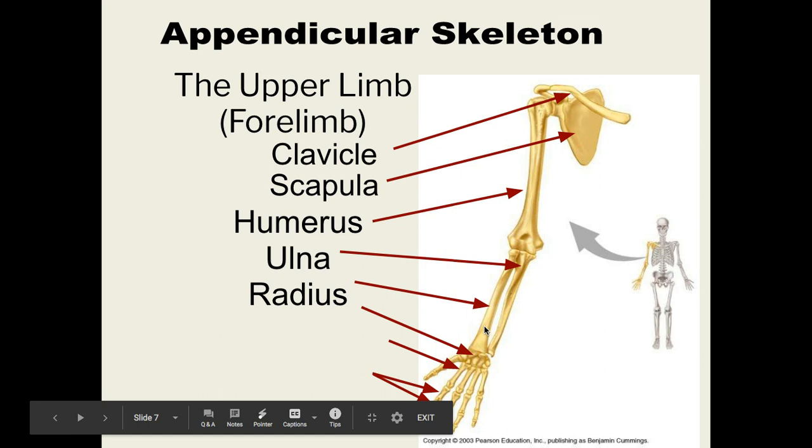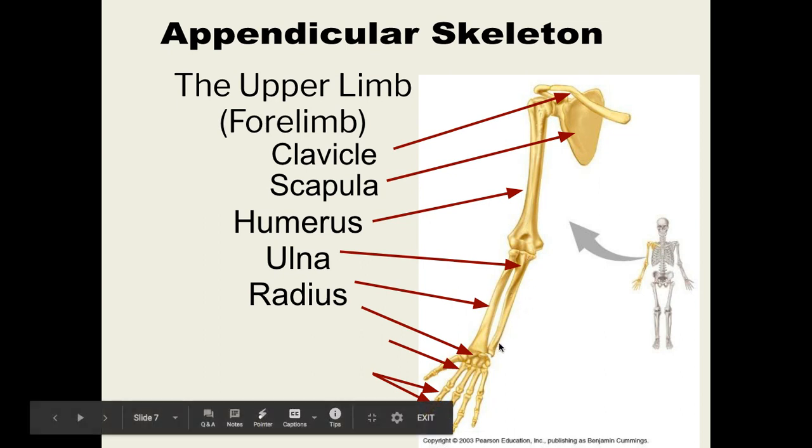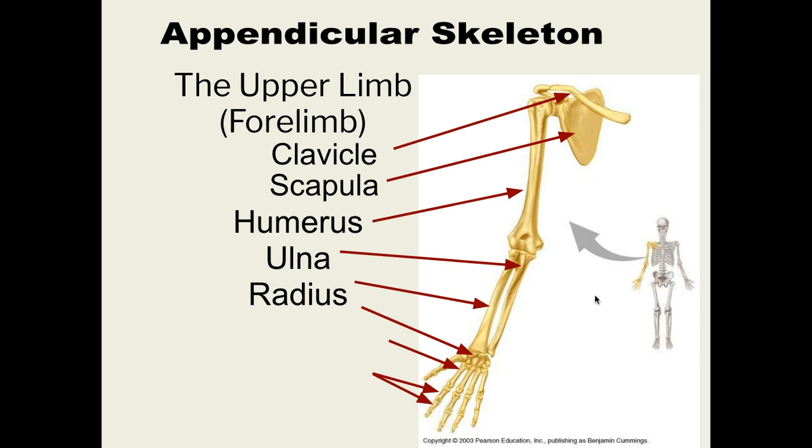And how I describe it is the radius radiates away. So when something radiates, it's going to radiate away, where the ulna is on the underside of the body. So radius is radiating away towards that thumb. The ulna is tucked under.